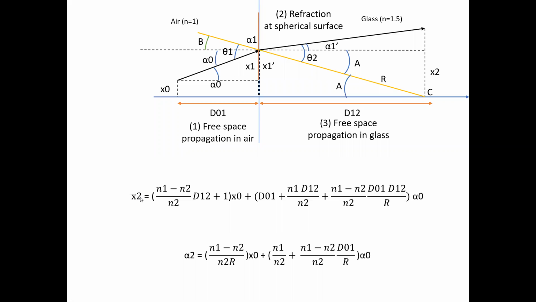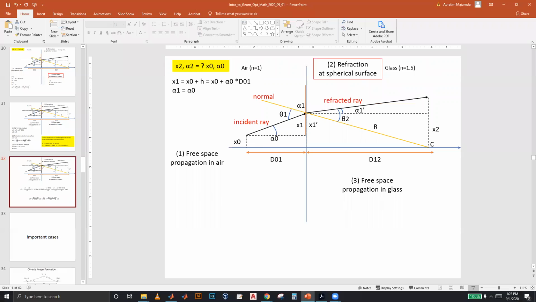You'll have your final equation equating x2, the final height, with x naught, the first height, and all other terms which are known to us. And alpha 2, again, I'll draw this alpha 2, which is basically just extending this here, alpha 2 with alpha naught and x naught. These two equations are very important for us to remember in analyzing these optical systems.